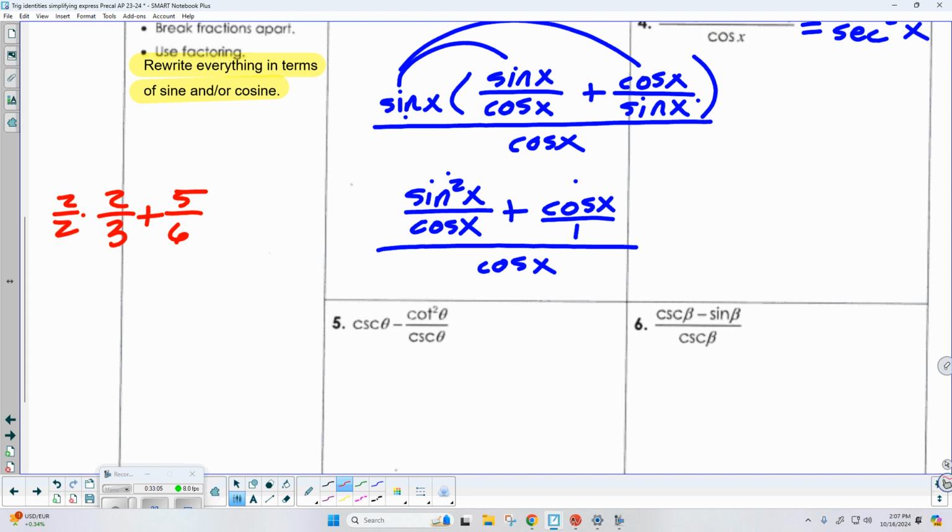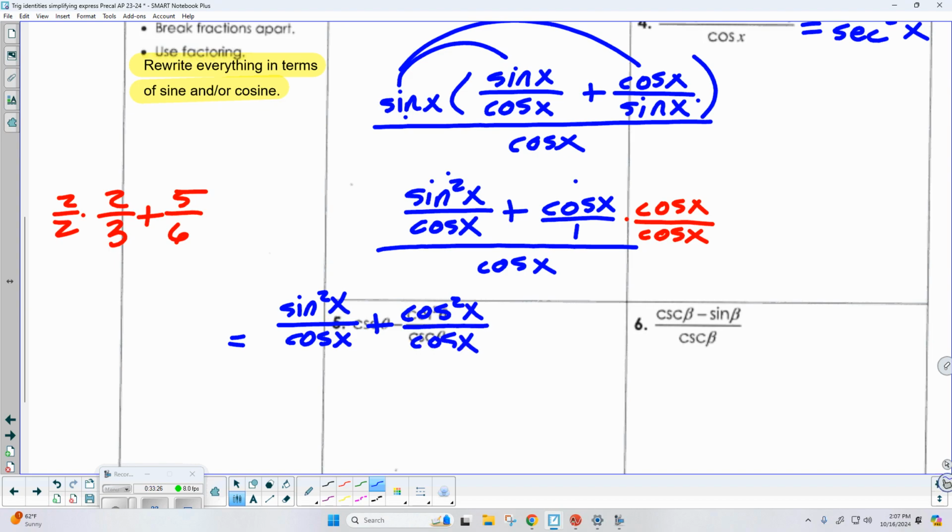We're going to do the same thing here. I need my common denominator to be cosine. So I'm going to multiply this one by cosine over cosine. Okay. So this is going to be sine squared of x over cosine of x, plus, when I multiply those, cosine squared of x over cosine of x. Remember, this is all still over cosine of x.